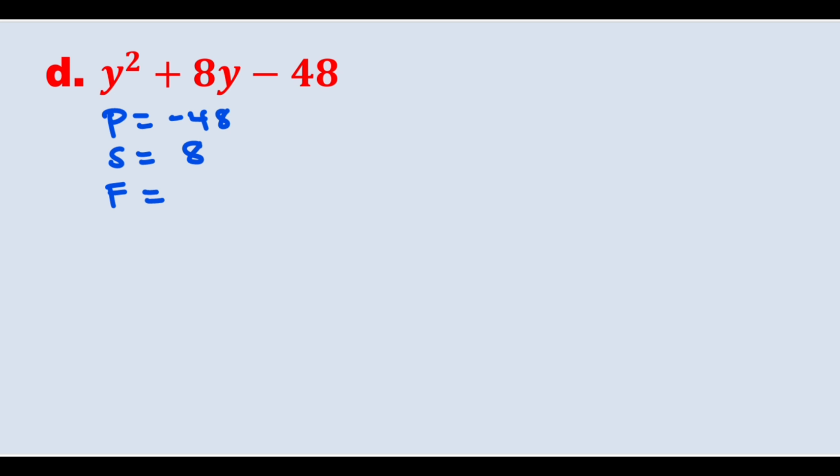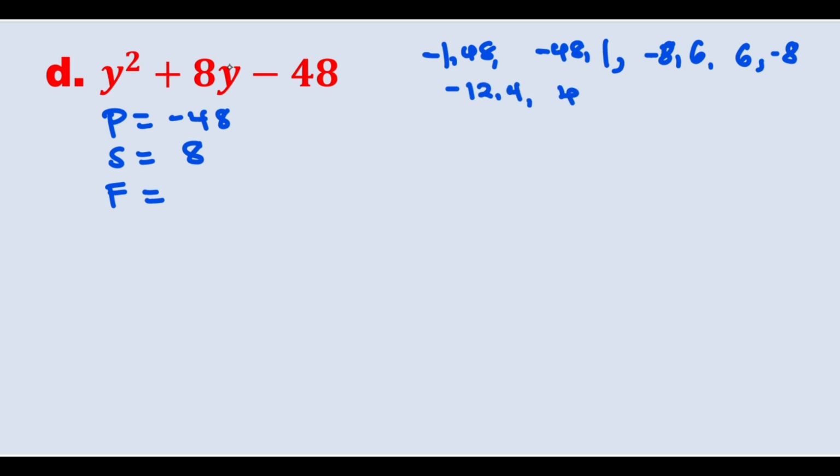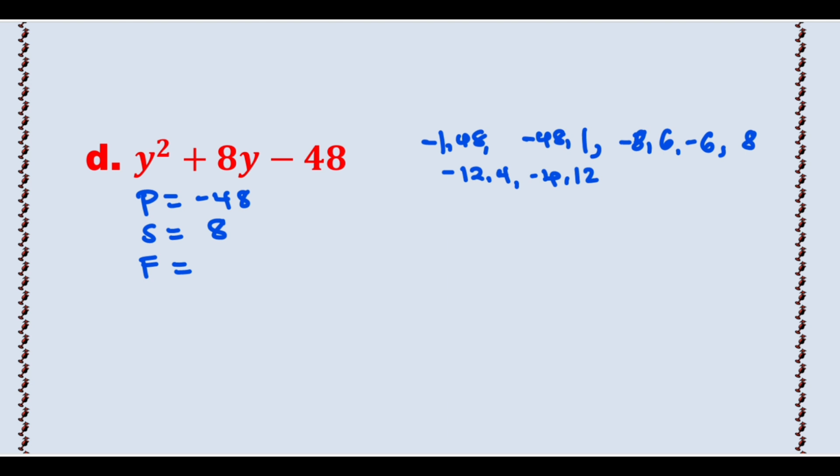Now, which numbers can you multiply to give you negative 48? The first one is negative 1 and 48, or negative 48 and 1. The other one is negative 8 and 6, or 6 and negative 8. The other one is negative 12 and 4, or negative 4 and 12. So now you have to try out and see which pair will give you the sum, which is positive 8. Negative 4 plus 12 gives us positive 8. Therefore, the factors are negative 4 and positive 12.